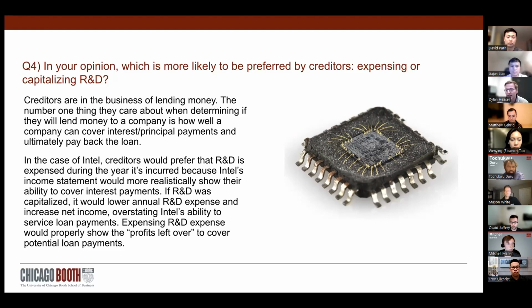If it was capitalized, that would lower their R&D expense and increase their net income, kind of overstating their ability to service loan payments. And just more simply, if they expensed R&D in the year that it was incurred, it would properly show the profits left over to cover potential loan payments. So next one.